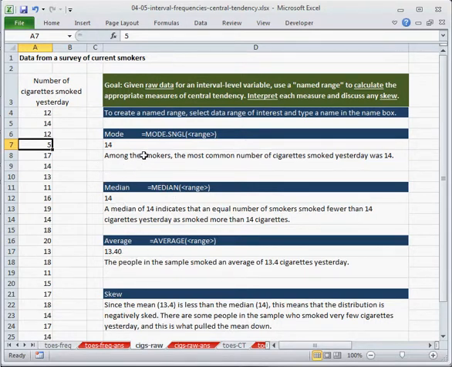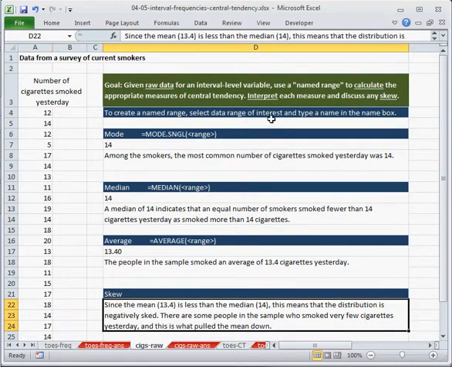So that's it. So I've just shown you how to calculate the mode, the median, and the average from raw data, and also discussed skew and interpreted each measure.